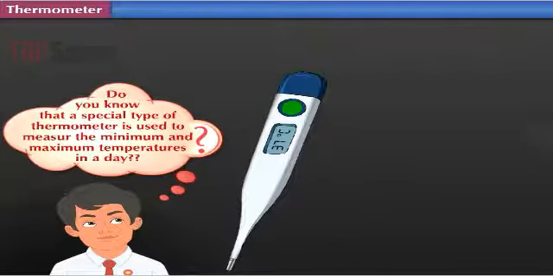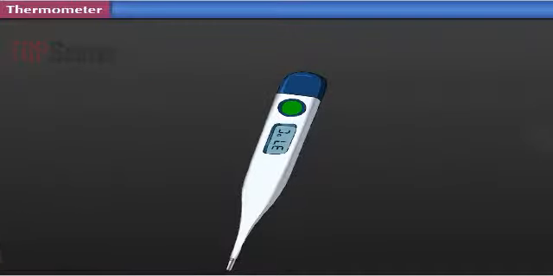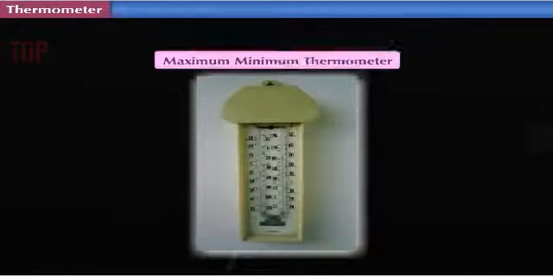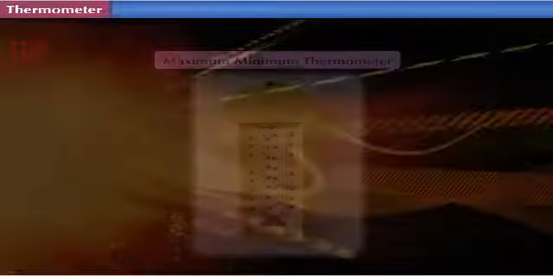Do you know that a special type of thermometer is used to measure the minimum and maximum temperatures in a day? It is called the maximum minimum thermometer. Come, let us now proceed further.